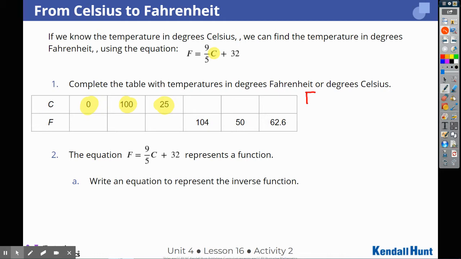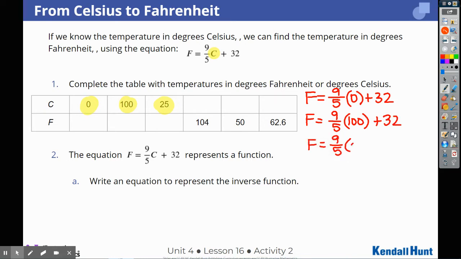So F equals 9/5, and instead of C, I'm going to plug in 0, plus 32. And then we would plug in 100. So F equals 9/5, and instead of C, we would plug in 100, plus 32. And then F equals 9/5, and instead of C, I would put 25 degrees, plus 32. And we can find those calculations fairly easily given you have the use of a calculator. It's just simple multiplication and addition.